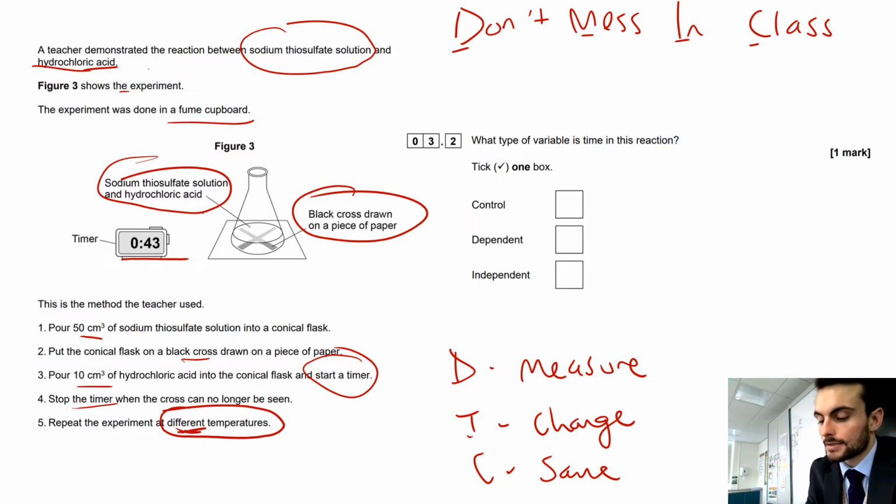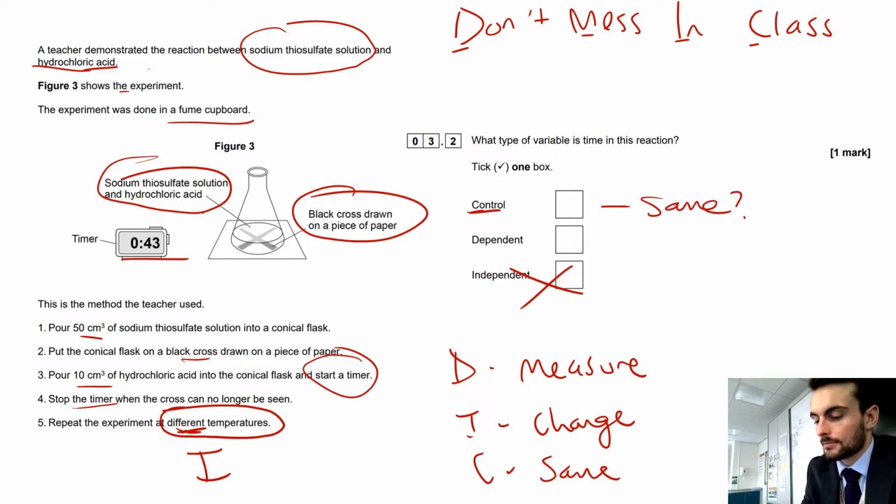If it's different each time, that must be the independent variable. So it's not going to be that one, right? I mean, if we look at the control, is it the same every time? Is the time that it takes for the cross to disappear the same every time? No, it's not. And that is also what we are trying to figure out, because we are doing rates, trying to figure out how fast the reaction happens, how long it takes. So the answer is dependent.